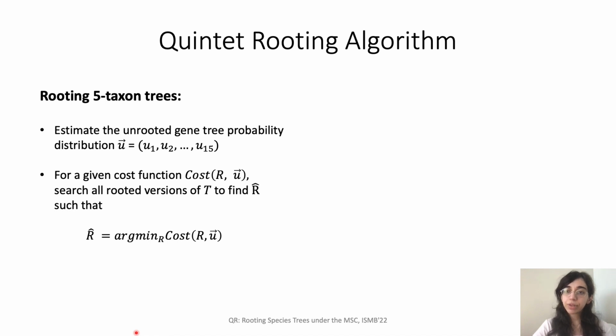For the base case of rooting a 5-taxon tree, QR first estimates the unrooted gene tree probability distribution from the input data, basically the U_i values, and then for a given cost function, it searches all rooted versions of T to find a tree that minimizes the fitness cost.